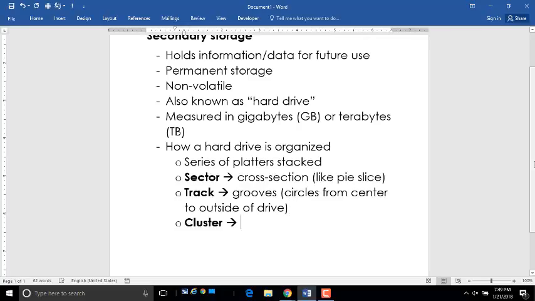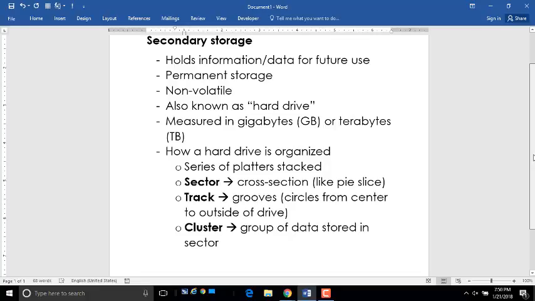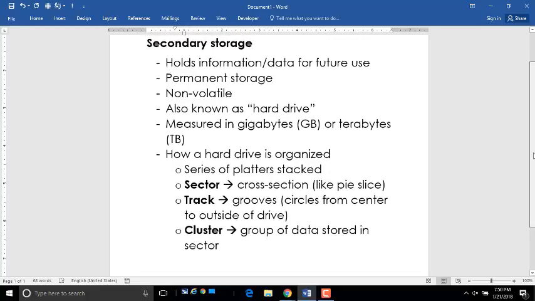They would work just like tracks. And then when we talk about a hard drive, we also have a cluster. And a cluster, all that this means is just a group of data that's stored in a sector. So if I save my notes right now to the hard drive, it's going to be stored in a cluster, just a chunk of data all stored on the hard drive. And it can have, depending on the file size, multiple clusters of data. I will be showing you a diagram of how this is organized also. Okay, so that is secondary storage.